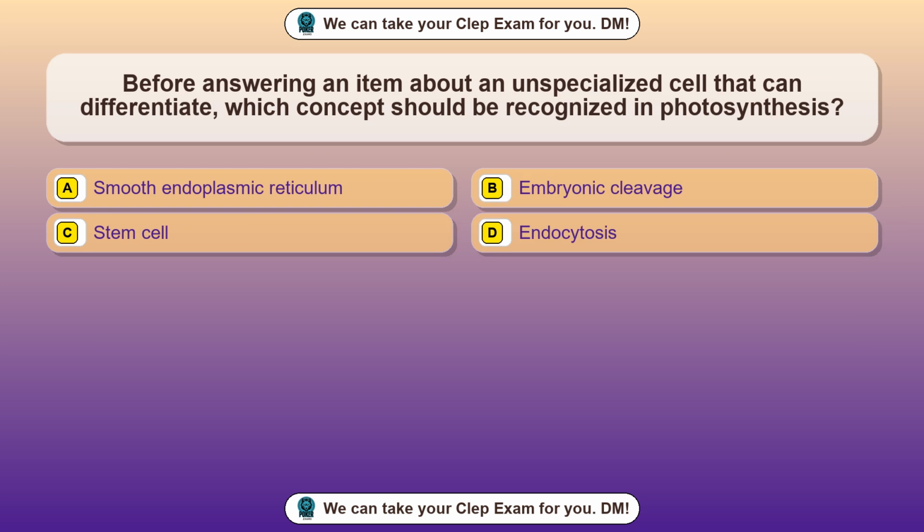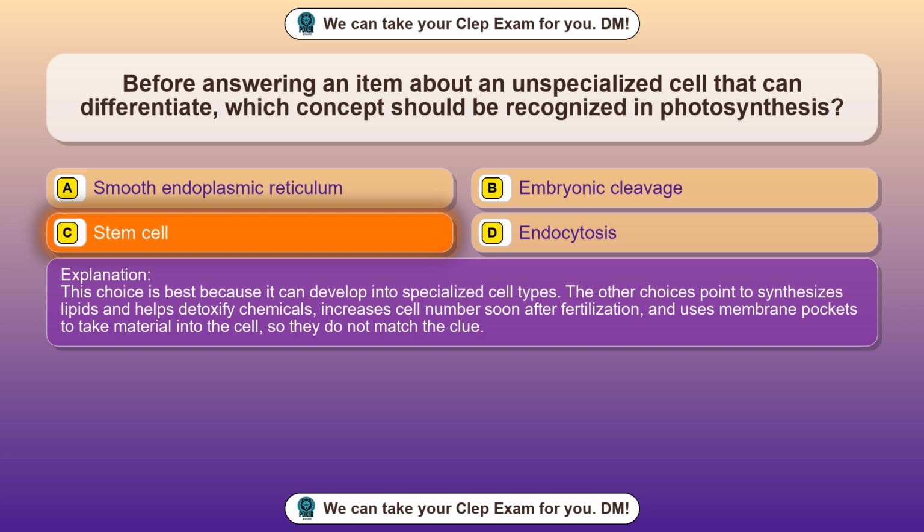Question 91. Before answering an item about an unspecialized cell that can differentiate, which concept should be recognized in photosynthesis? Option A, smooth endoplasmic reticulum. Option B, embryonic cleavage. Option C, stem cell. Option D, endocytosis. The correct answer is option C, stem cell.